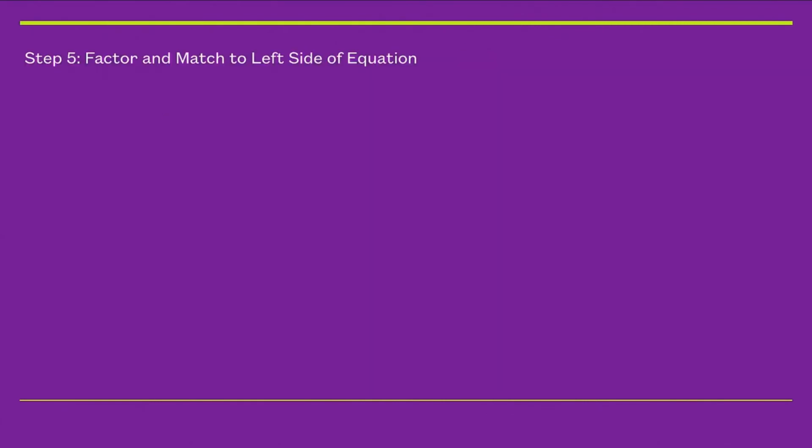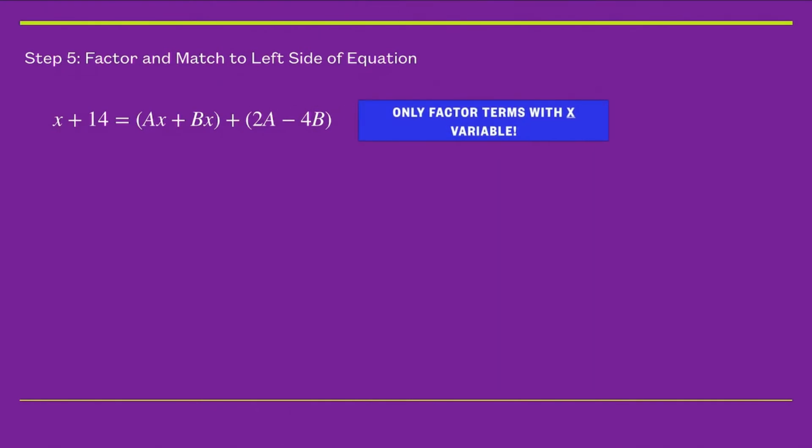Now, the next step says factor and match to left side of equation. Here's what we had from the groups, from the last slide. When you factor this, you only want to factor terms with an x variable. So I only want to factor the parentheses with x. This parenthesis here, I don't have to factor. I know I can factor out a 2 there, but anything with a constant, you don't have to factor. I'm going to make a note here: don't factor your constant terms. And you're going to see why in a little bit.